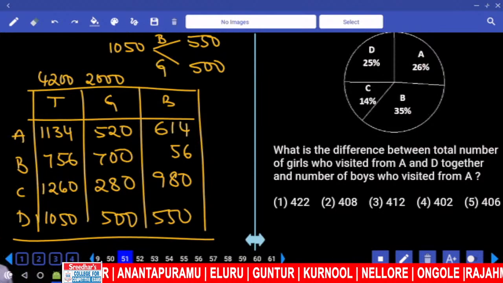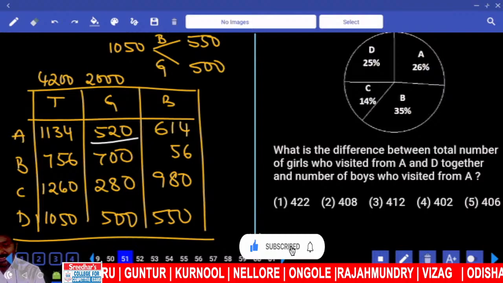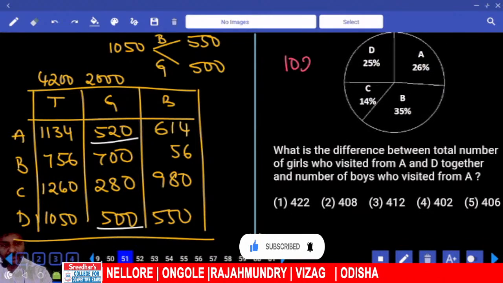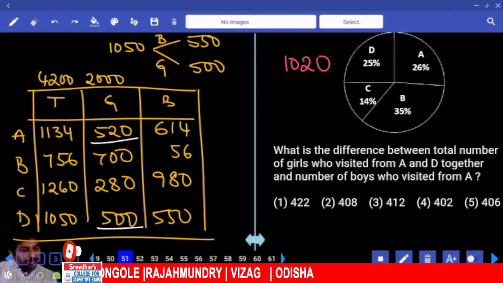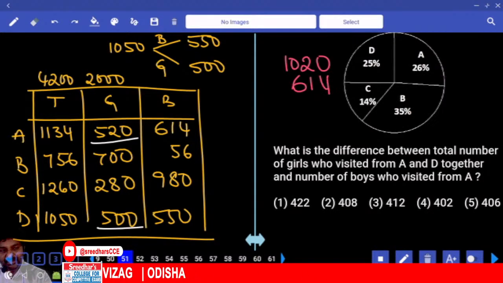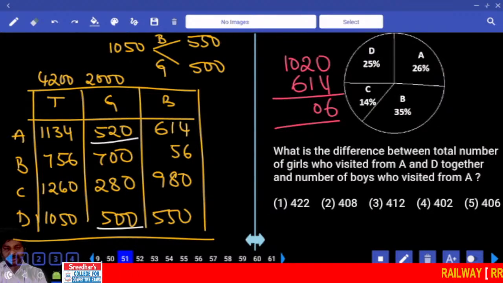What is the difference between total number of girls who visited from AD together? AD together. 10, 20. Number of boys who visited from A. Boys who visited from A, 614. Last two digits, 06. There is only one option, fifth option.